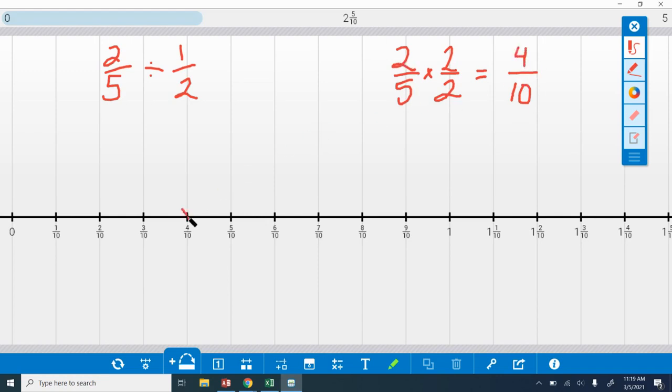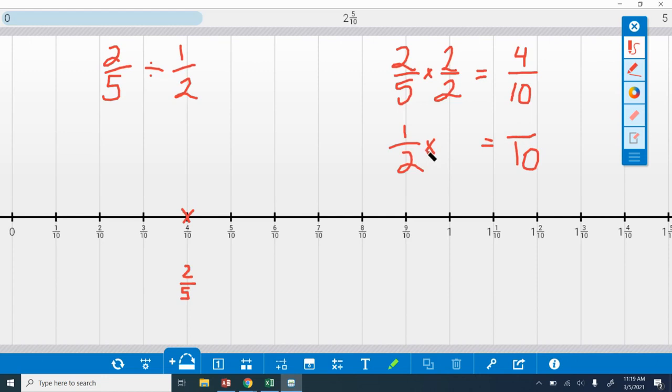So let's go ahead and mark that here on our number line. And below, I'm going to go ahead and write the fraction 2/5 so we can remember what we started with here. And then we're going to be dividing by a half. So let's think about a half. We also need to write a half with a denominator of 10. So what would we have to do to 2 to get 10? Well, 2 times 5 is 10.